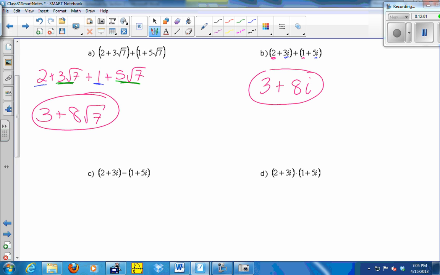Same with subtraction. Just have to remember to distribute the negative. So this says 2 plus 3i minus 1 minus 5i. Distribute the negative, and then you combine like terms. So 2 minus 1 is 1. 3i minus 5i is minus 2i.